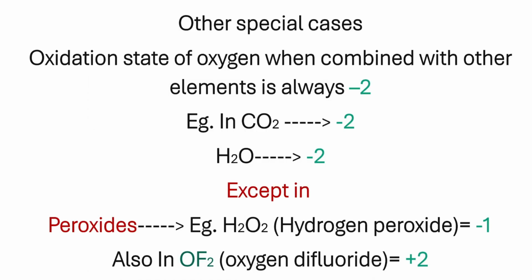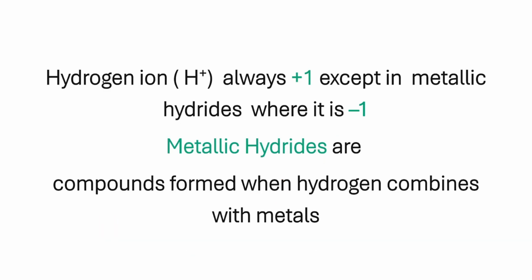Alright, there are other situations we need to take into consideration, which is that the oxidation state of oxygen is always -2 when combined with other elements, except in peroxide, where it is -1. Also, in oxygen difluoride, where it is +2. As for hydrogen, it is always +1, except in metallic hydrides, where it is -1. Metallic hydrides are just compounds formed when hydrogen combines with metals.